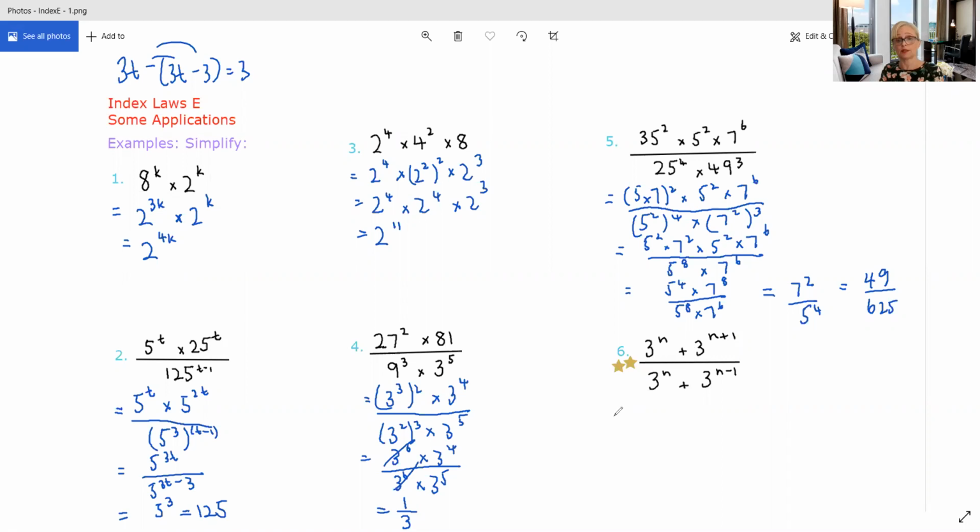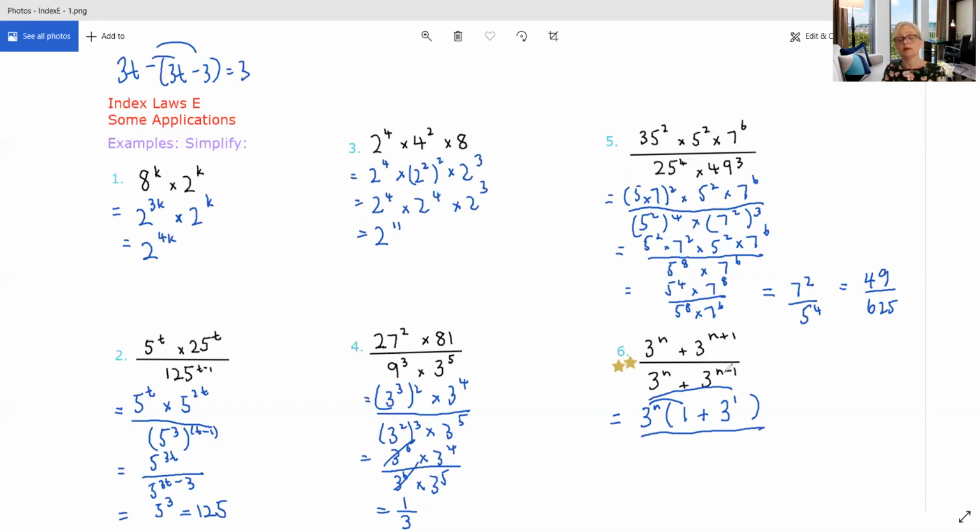By factorising. What is the lower power of 3 in our numerator? It will be 3 to the n, won't it? What do I multiply that by to get back where I started? I'd need a 1 and I'd need a 3 to the 1, wouldn't I? Because 3 to the n times 1 is 3 to the n. 3 to the n times 3 to the 1 is 3 to the n plus 1.